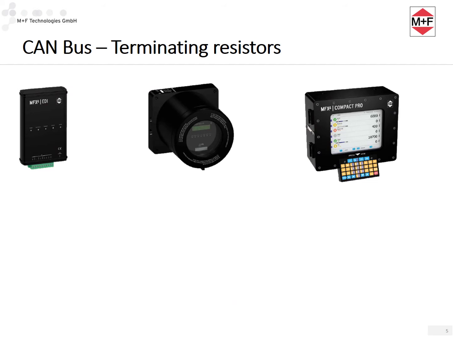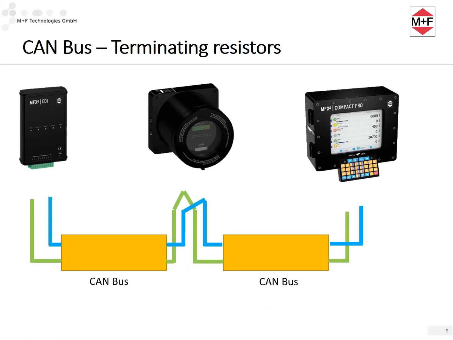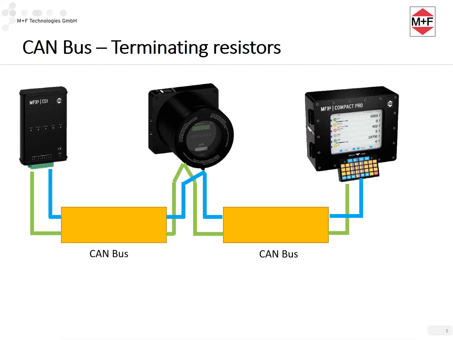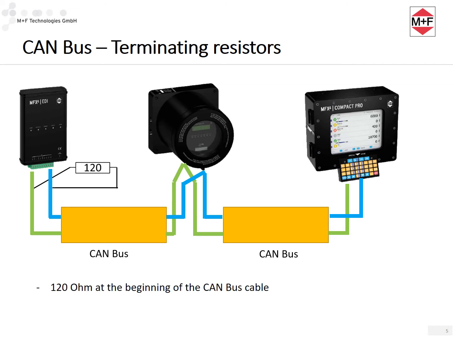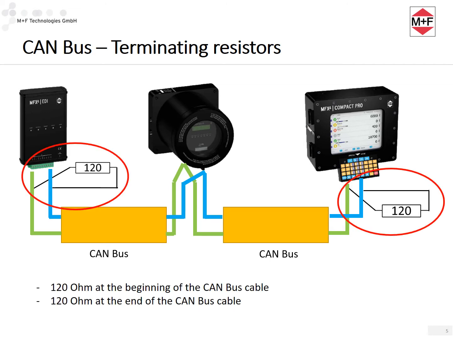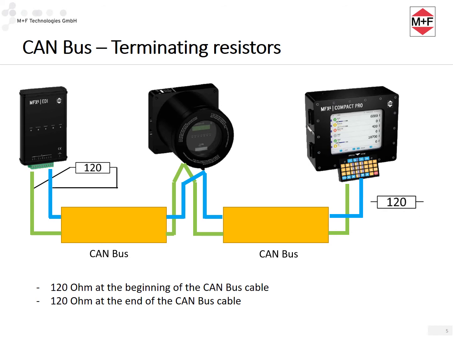The CAN bus cable connects the MFX4 devices with each other. For signal technical reasons, it is necessary to terminate the cable at the beginning as well as at the end with an additional resistor. For this purpose, 120 ohm resistors must be installed. If there is an MFX4 terminal at one end of the cable, then an internal resistor can be connected to the terminal as a cable termination.